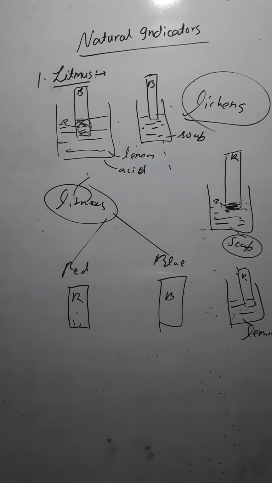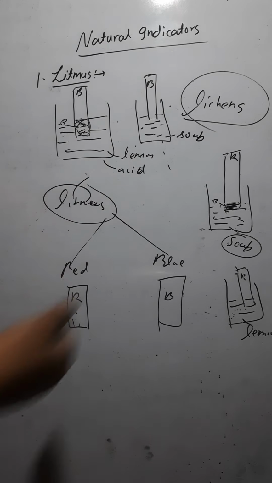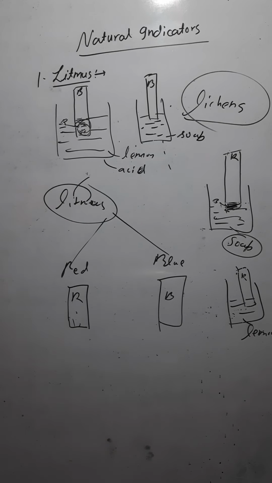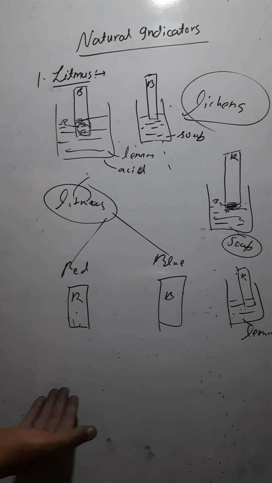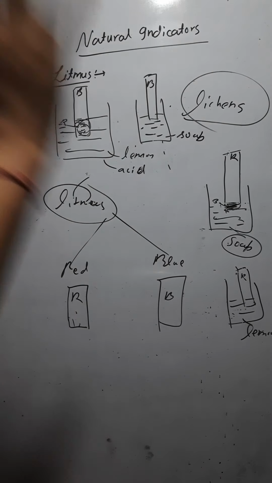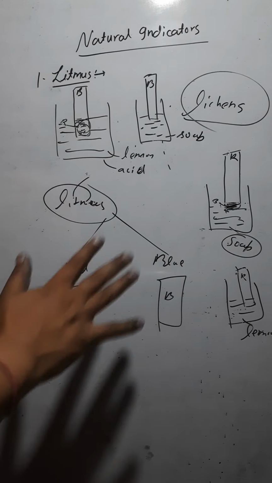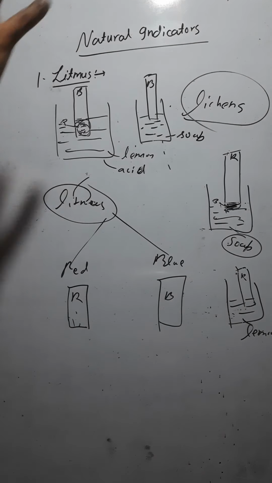Now we would be discussing more about the litmus paper in the upcoming lectures. There you would be writing all this. Right now I have just told you about the litmus: what is litmus, how we are making the litmus paper. No need to write it all. Just think about it, understand it. If you know it, then it's good. Then in the next video you will be writing all about the litmus.